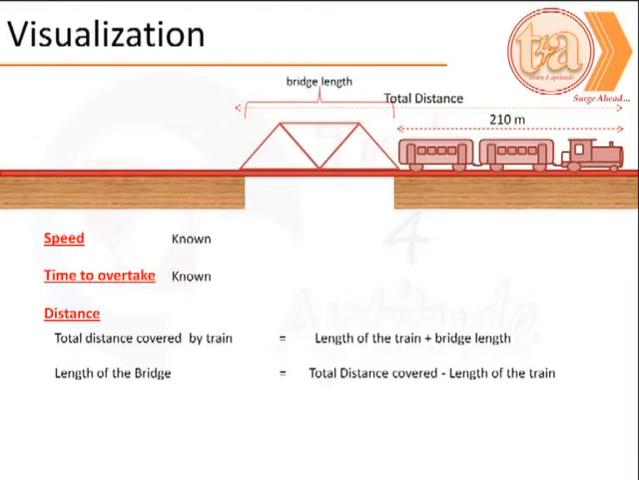Our next visualization shows what happens when the train has crossed the bridge. The total distance covered by the train in this case would be the distance of the bridge plus the distance of the train itself. And this is what would be the basis of how we would go about solving the problem.